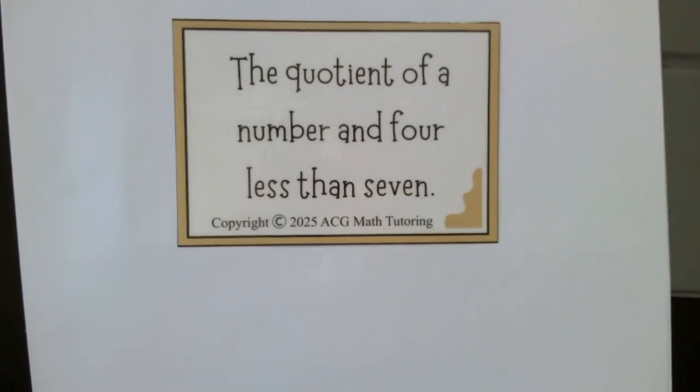Okay? So the quotient of a number and 4 less than 7. How would we convert this? A quotient of a number and 4 less than 7.